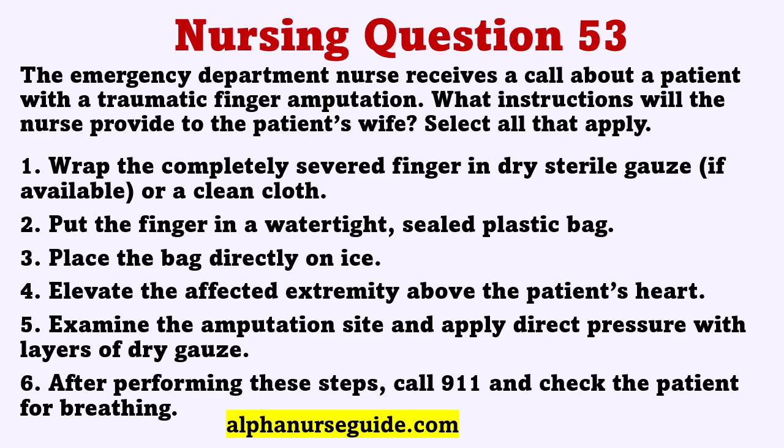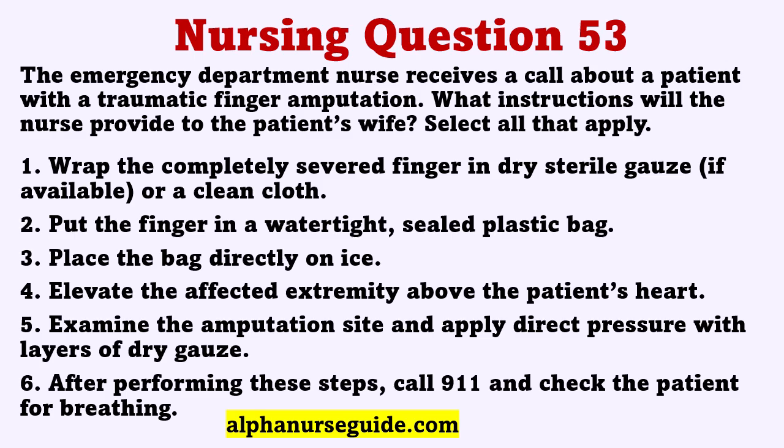3. Place the bag directly on ice. 4. Elevate the affected extremity above the patient's heart. 5. Examine the amputation site and apply direct pressure with layers of dry gauze. 6. After performing these steps, call 911 and check the patient for breathing.